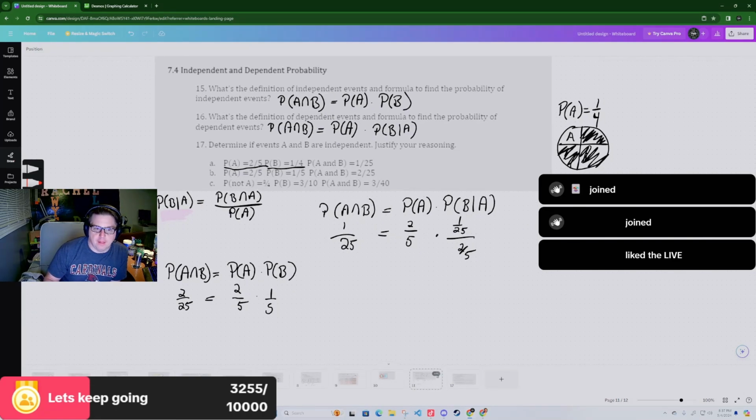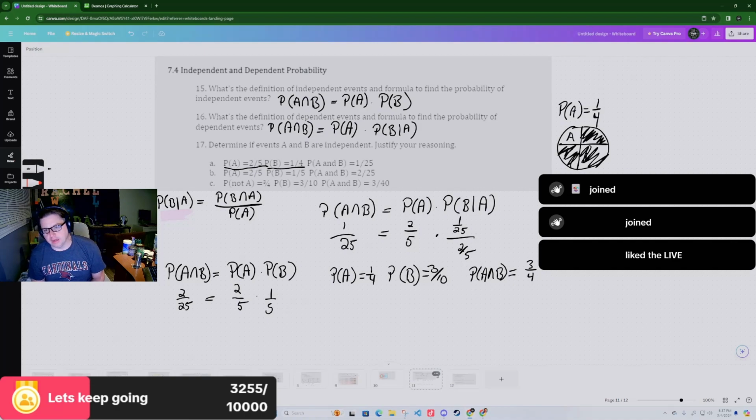Okay. So the probability of A was 1/4. The probability of B equals 3/10. And the probability of A and B equals 3 over 40. Well, if you look at multiplying these two together, 1 times 3 is 3, 4 times 10 is 40. That's independent probability because I just need the probability of A times the probability of B. And we already know that that is independent events.